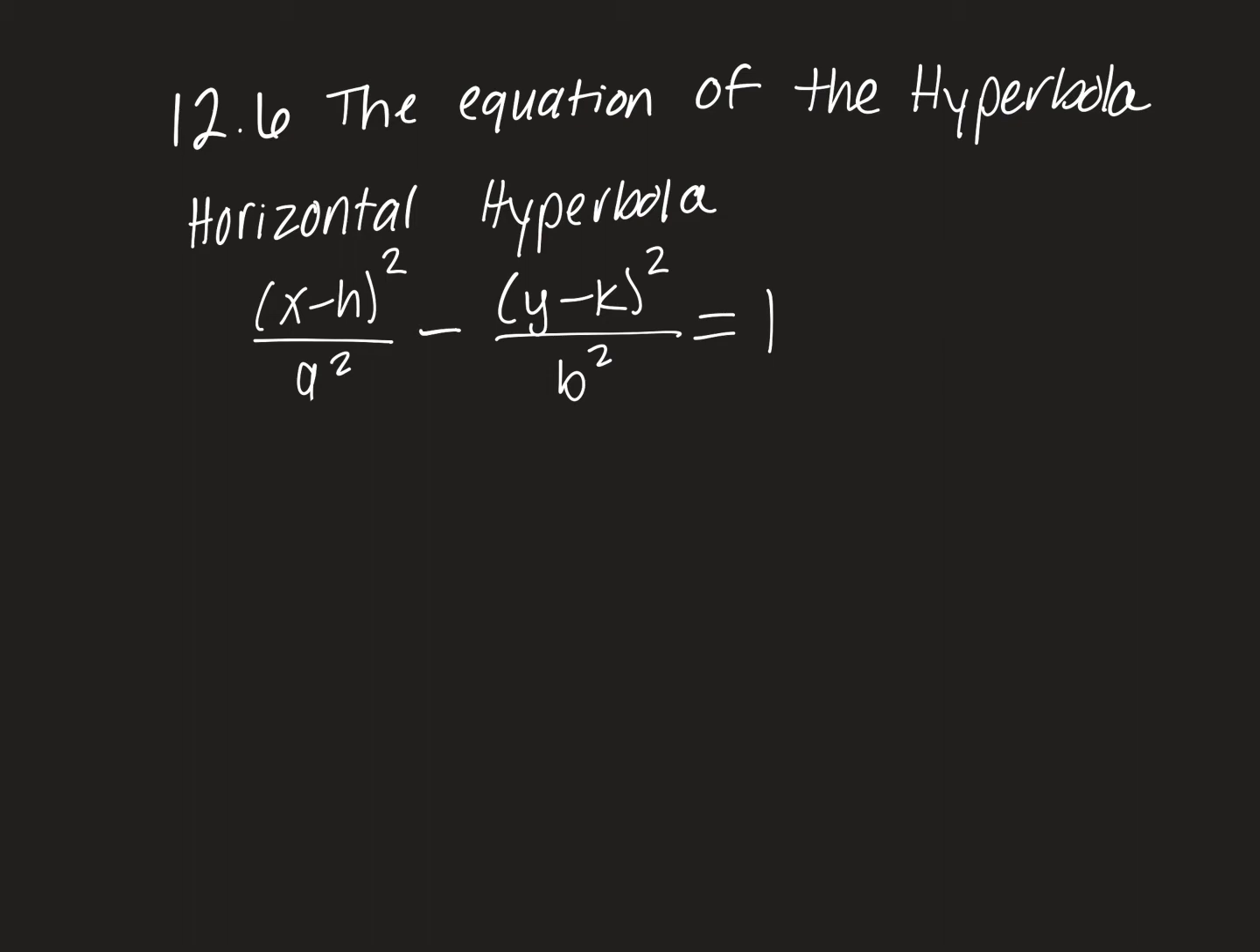I saw it. There's a hyperbola, yes. All right, so horizontal. So our minus sign is in the middle. This looks exactly like the ellipse equation, but it's a minus sign.